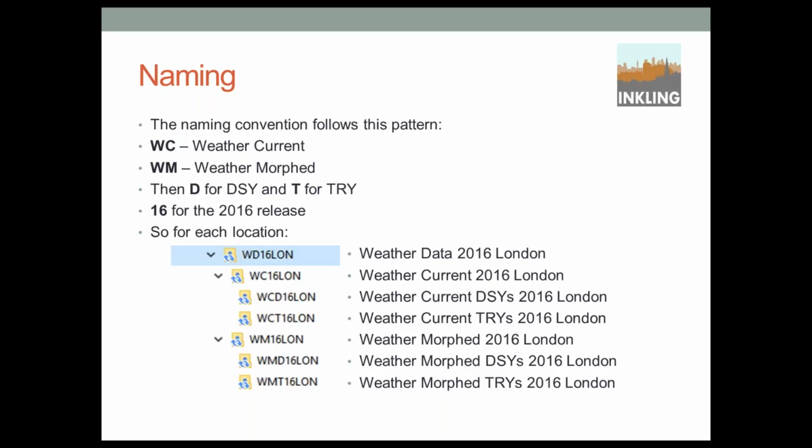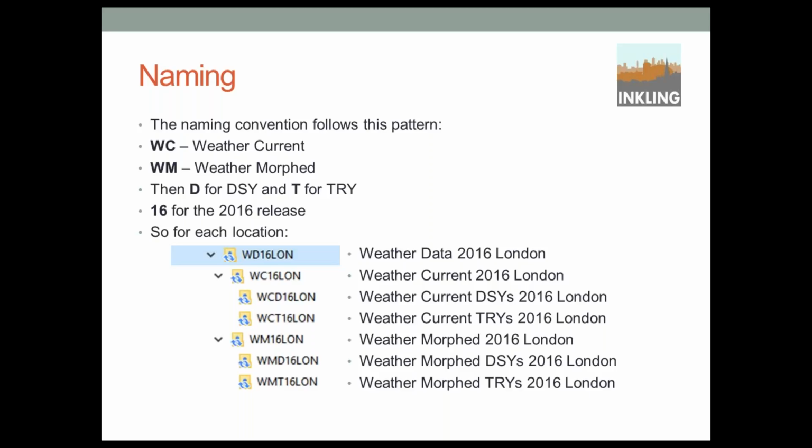So the first couple of letters of the file name, and that includes the folders that they're kept in, is either WC for weather current or WM for weather morphed. So if you're looking for Fs for future, give that up and look for WMs. The next letter in the sequence will be, oh, hang on, before we get to the 16 for the 2016 release, we've got either D for DSY or T for TRY file. So hopefully that's fairly clear.